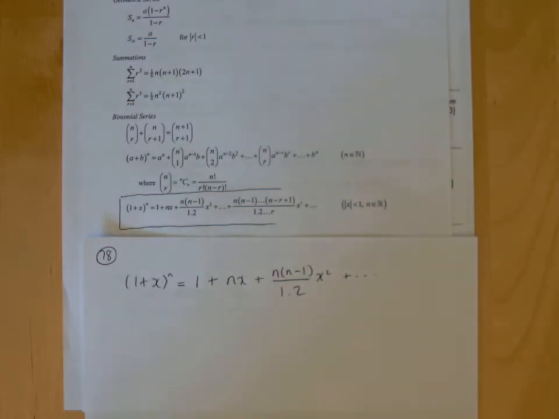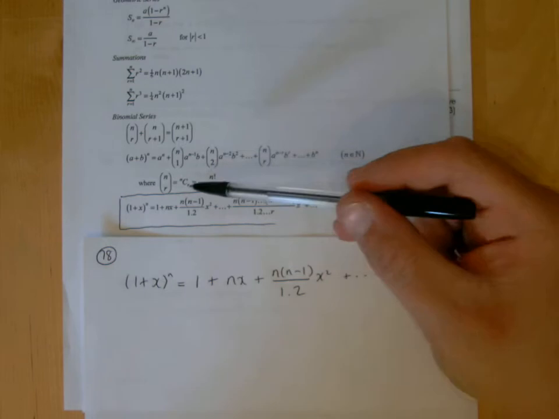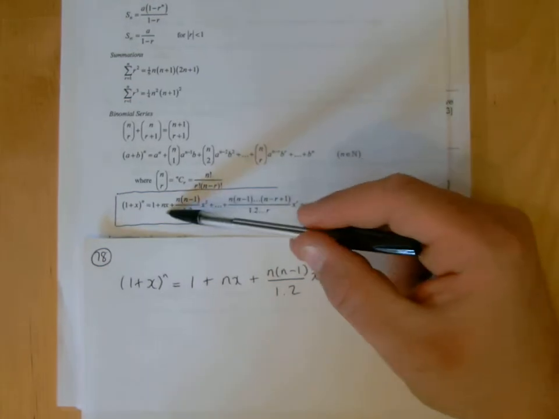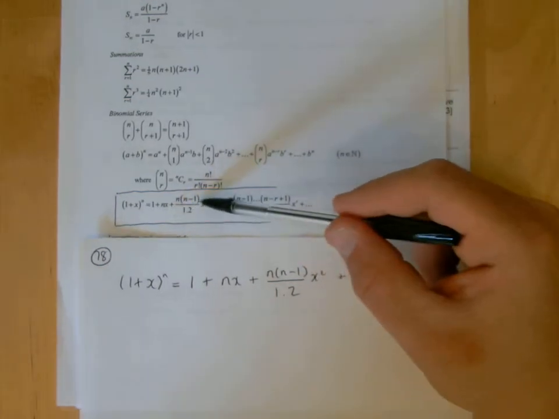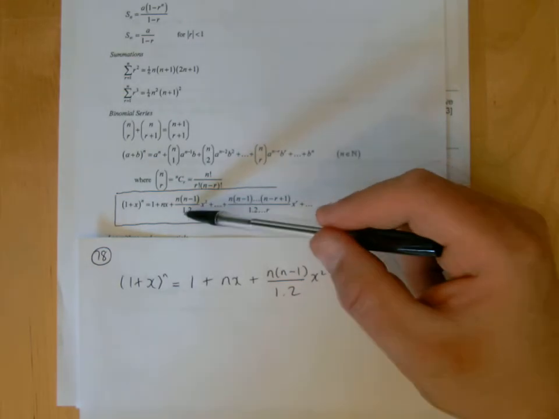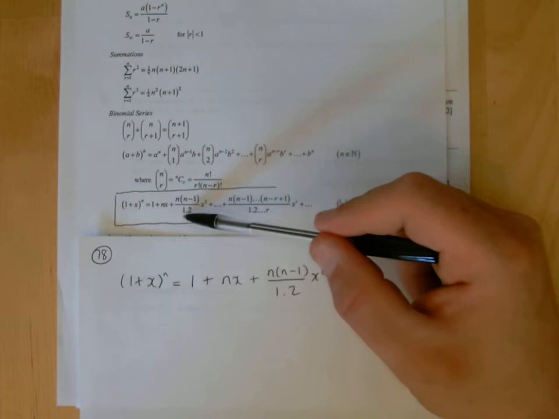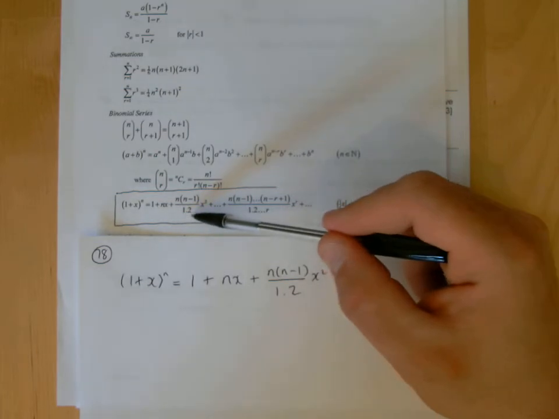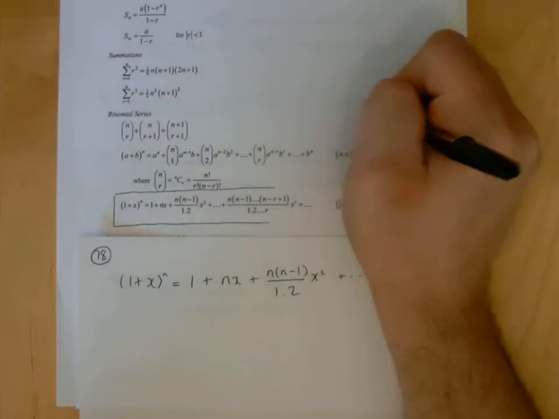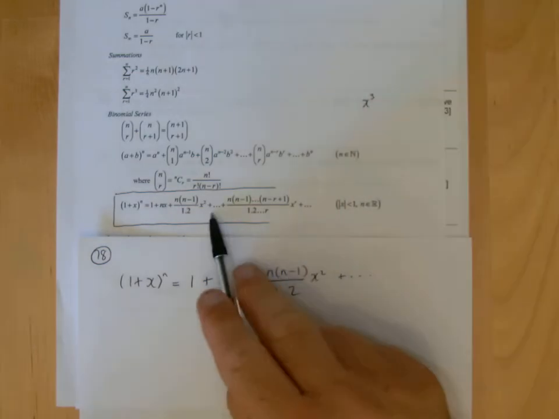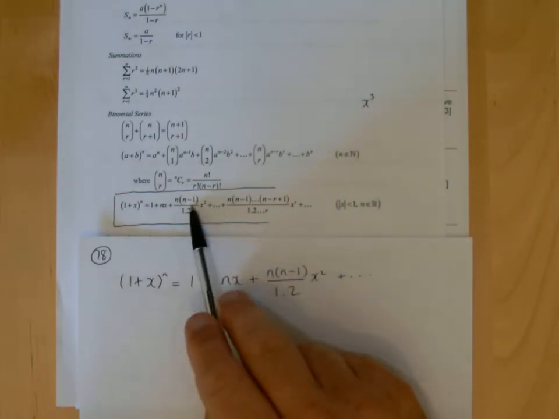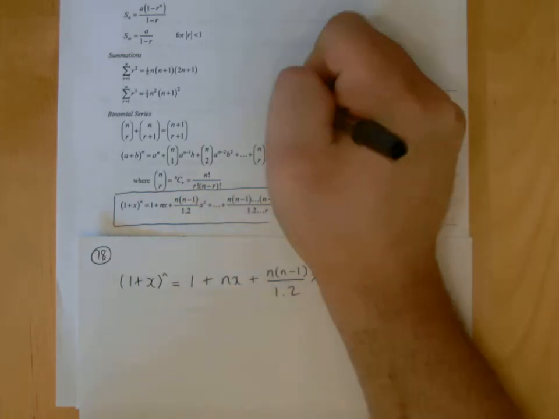In terms of how it continues, it's quite simple, because this is nx, and then we've got n(n minus 1)x squared over 1 times 2. It's not 1.2, it's 1 times 2. On the top, the n's are reducing: n, n minus 1. On the bottom, the numbers are increasing, 1 times 2. So if you wanted the x cubed term, the next one, because the n's are decreasing at the top, I'd have n, n minus 1, n minus 2. I'd literally write that down.